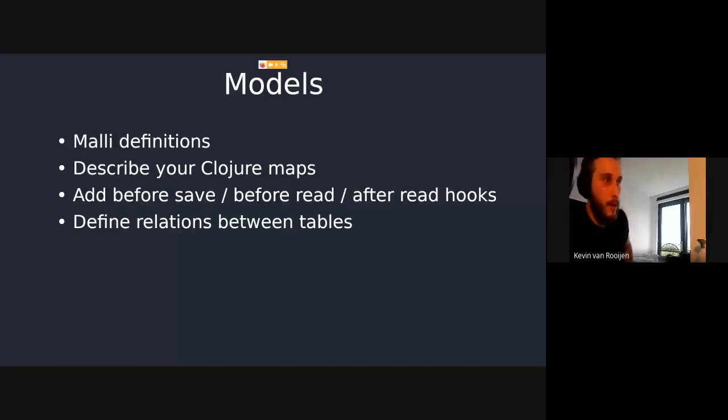One of the features that Gugnir provides is models. This is derived from the Elixir Ecto library. Basically, what models do is they describe your Clojure map, and this Clojure map is then related to the table in SQL. Now, models are written with Molly definitions, and as I said, Molly is a data-driven spec, simply put.